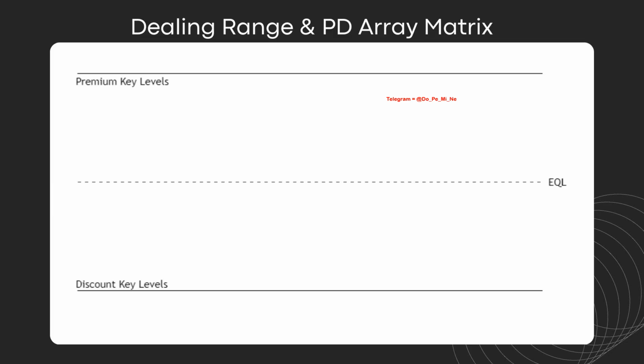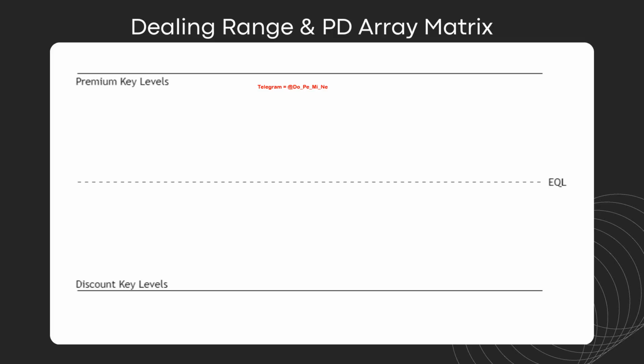If we didn't have this filter or this PDRA matrix, then we would be selecting every random key level inside this range. But now thanks to this concept, we've added a filter and we've literally excluded half of the key levels based on the PDRA matrix and based on the market conditions that we are dealing with.